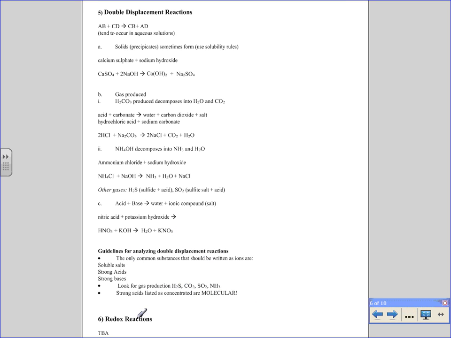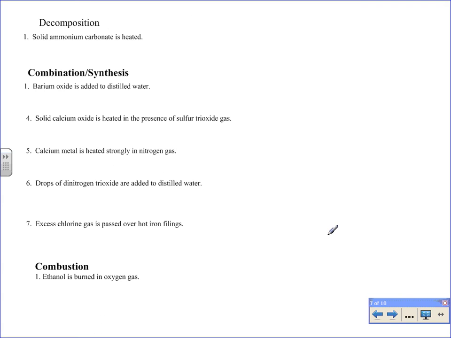And as I've said a couple of times, we're going to be looking at redox reactions later on. So let's do a couple of examples here. In the decomposition category, we've got ammonium carbonate is heated. As I said in our discussion earlier, the words "is heated" or "is strongly heated" are key words in terms of decomposition.